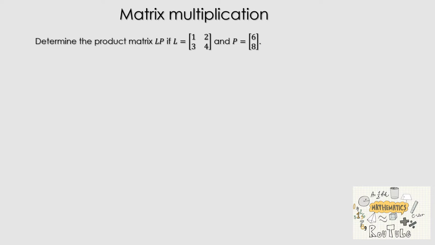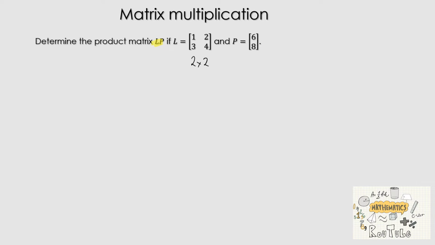Now let's have a go at matrix multiplication by hand. Let's determine the product matrix LP, if L equals 1, 2, 3, 4, so it's a 2 by 2 matrix, and P equals 6 and 8, which is a 2 by 1 matrix. The order in which you're multiplying is extremely important. They want us to work out LP, so when we multiply, we must have L as the first matrix. Therefore L is a 2 by 2.